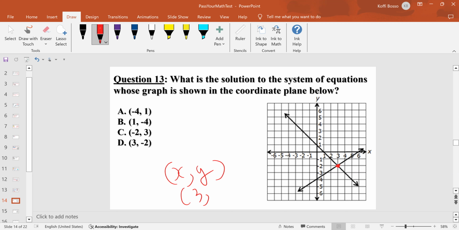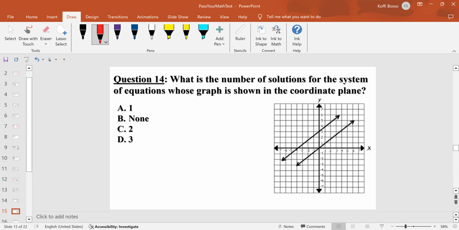So you project that red point to the x line. The x line is this horizontal line, and you get a 3. And the y line is the vertical line. You project the point, you get -2. So 3, comma -2. Therefore, the correct choice here is this one. You have to read the coordinate of the point. Okay, we continue.